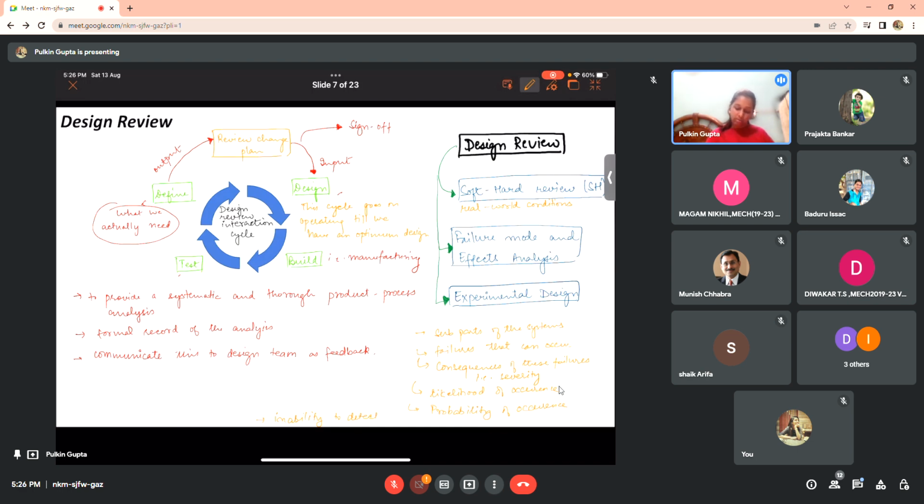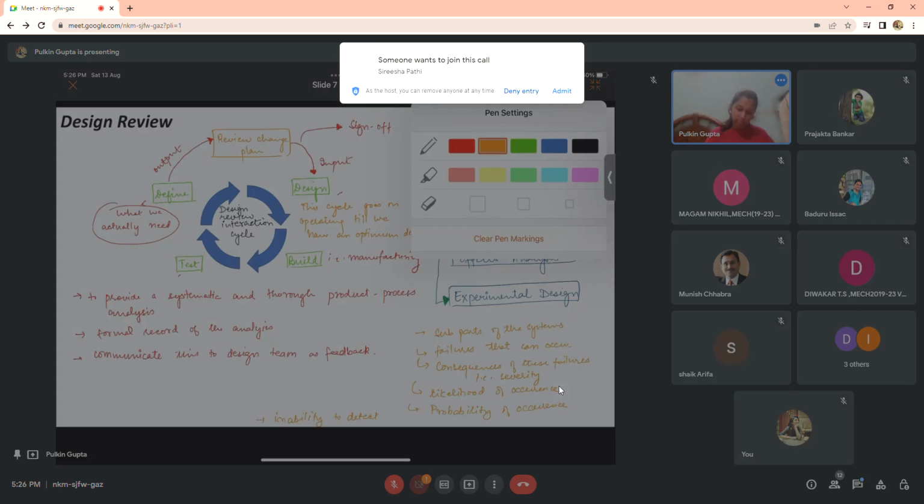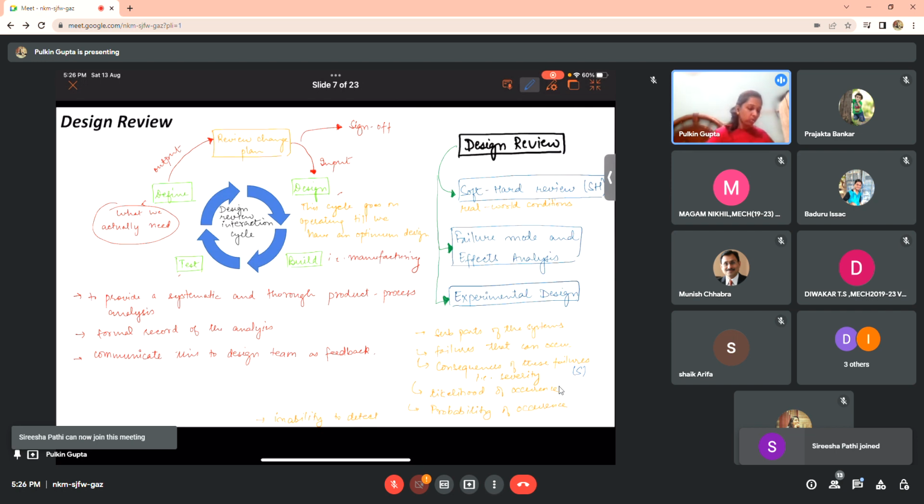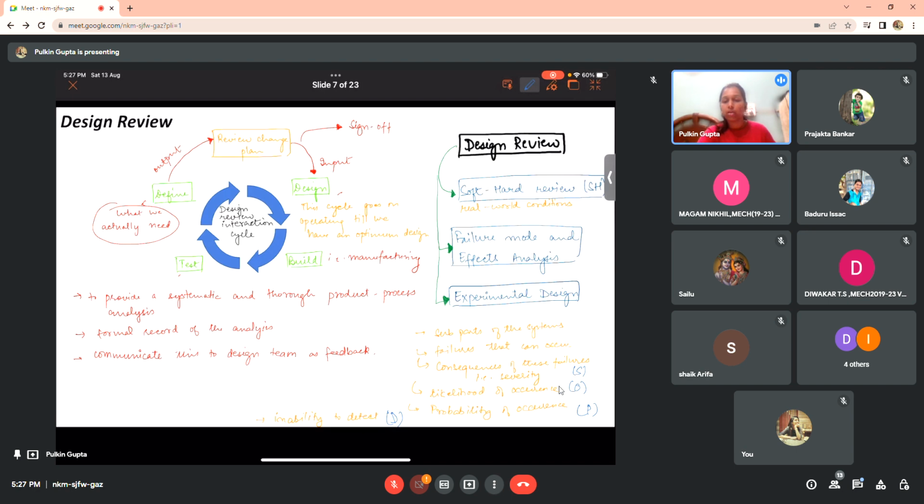So we denote severity as S, likelihood of occurrence as O, probability of occurrence as P, and this inability to detect is D. So these all are noted down and marks are given according to these. And then it is decided if the product is safe or not, etc.